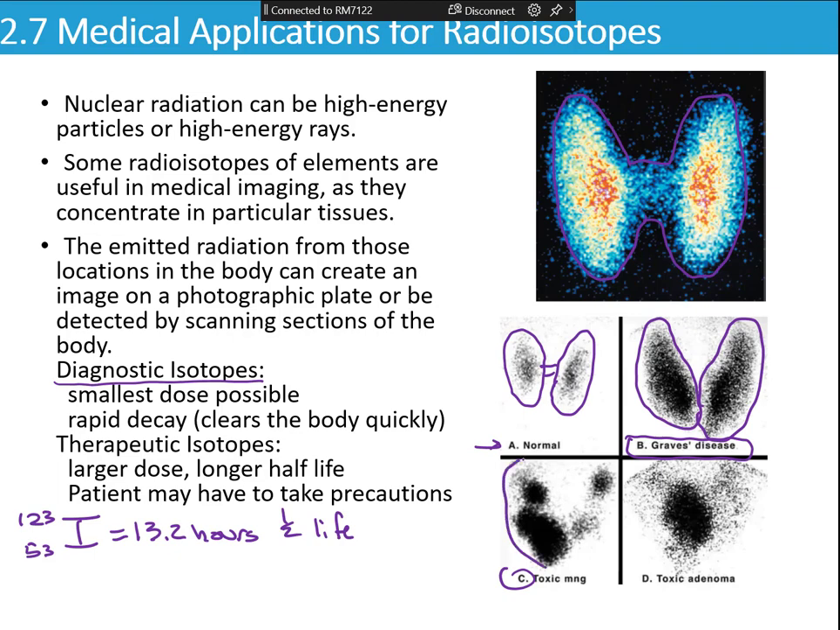Look at this left side. See how this left side's really dark, but the right side has like this white area and only a little dark area. So it definitely shows irregular activity in the thyroid. The last one, a toxic adenoma.